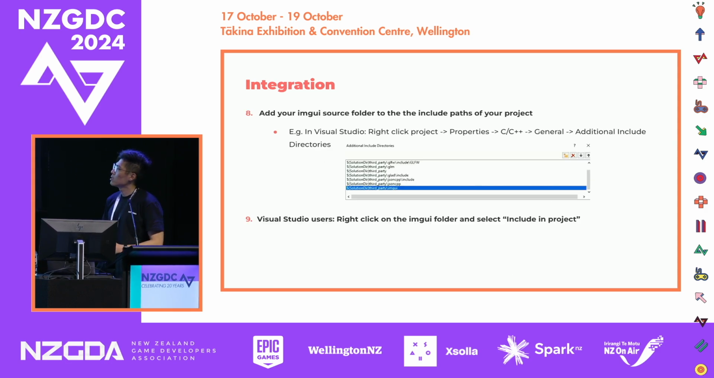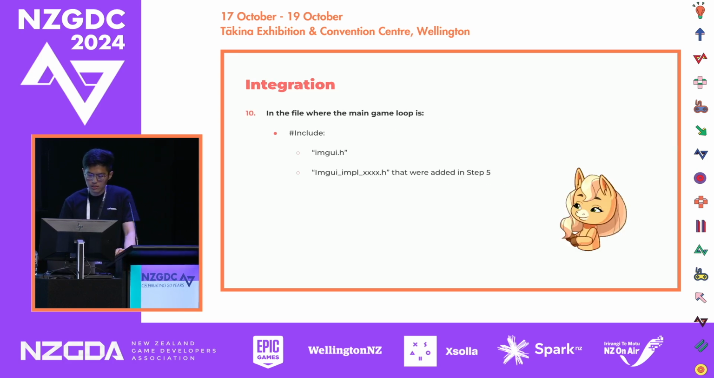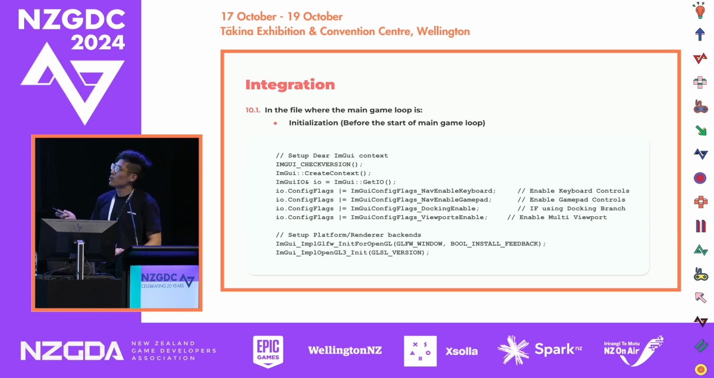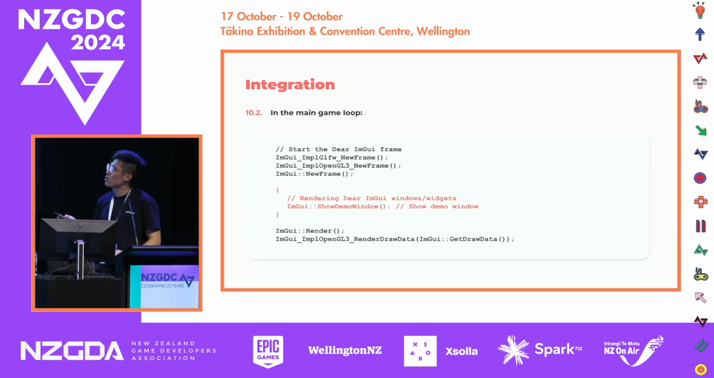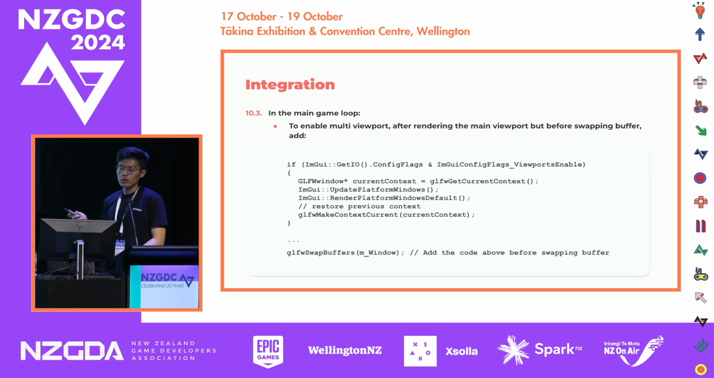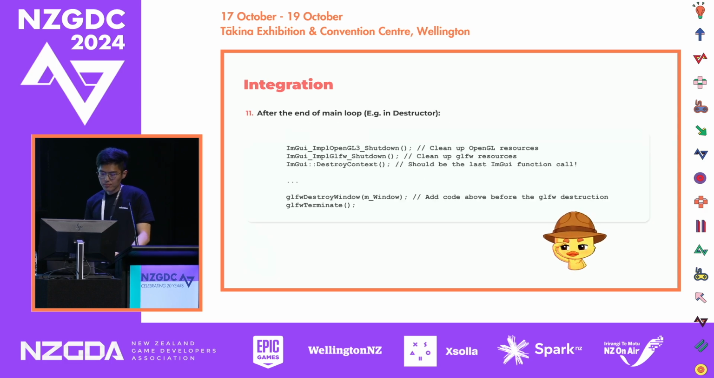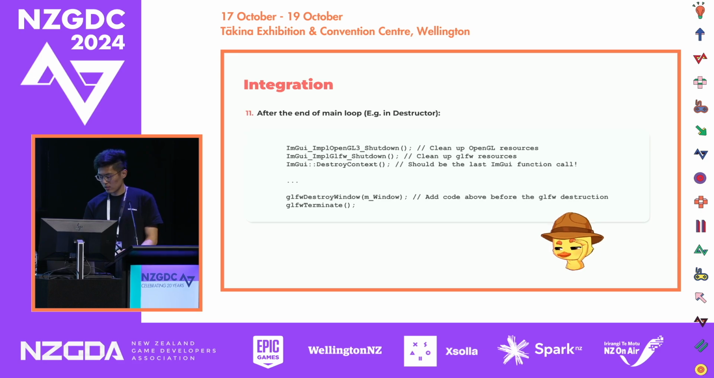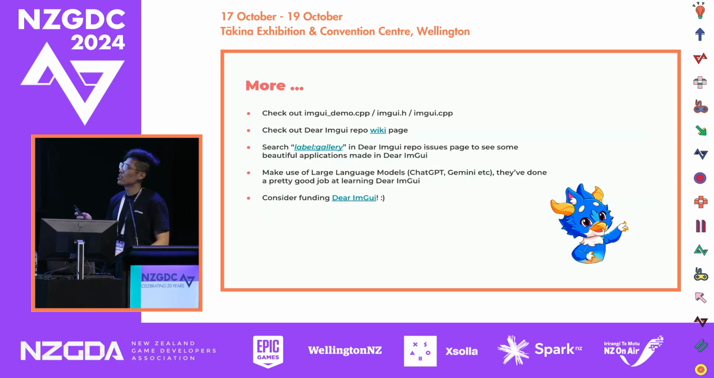Set up some dependency paths so the code can find where the ImGui code is. In the file where you define your main loop, include these two files. Add some initialization code before you start drawing in your main loop. In the game loop, start a new frame, draw your stuff, render it. If you use multi-viewport, you have to include this piece of code as well. After the loop is done, you have to release the resources from your graphics library, and then shut down the ImGui system. That's all you need for integration.